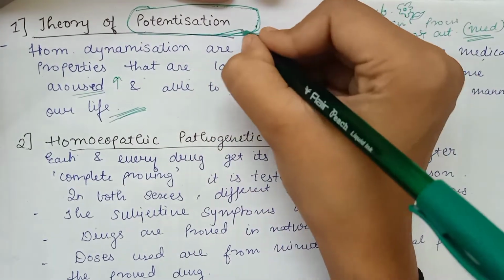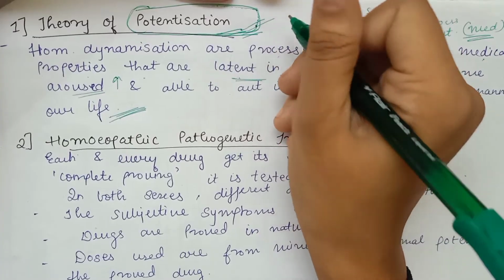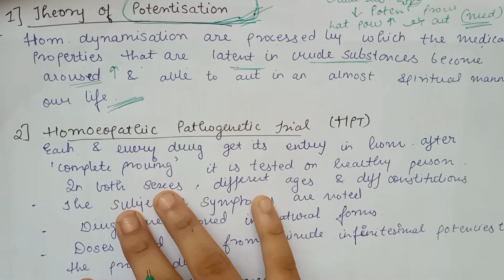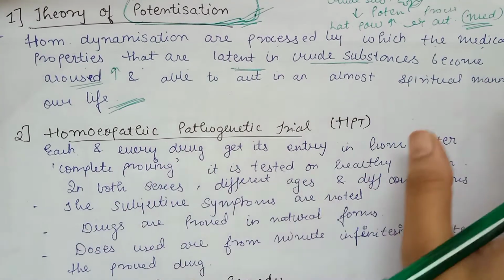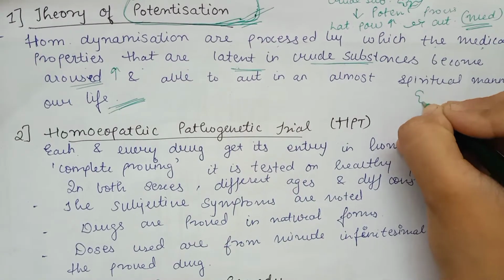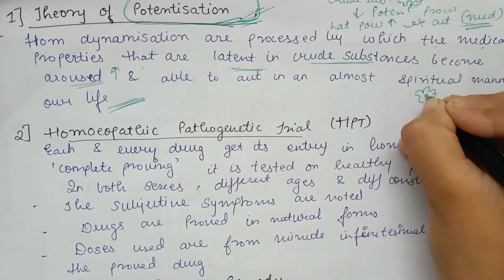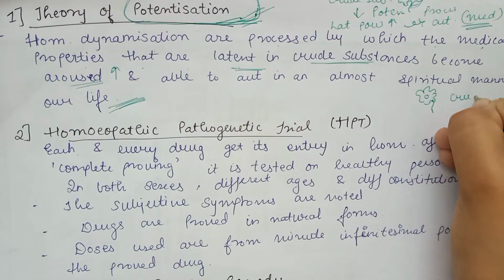Okay, so we have to explain about the potentization. I hope you understood what is potentization, और I'll explain it once again कि जो भी एक कोई natural form में चीज़ है उसको हम बोलते हैं crude form.